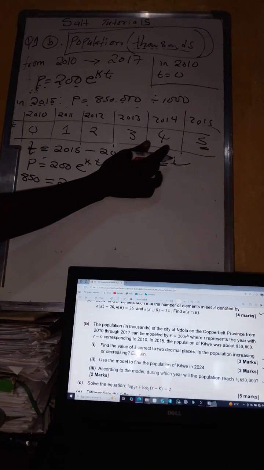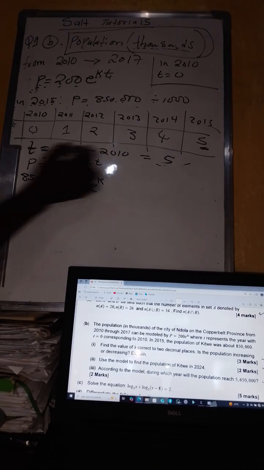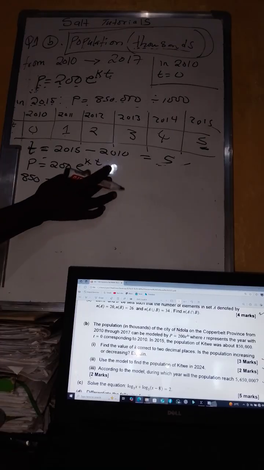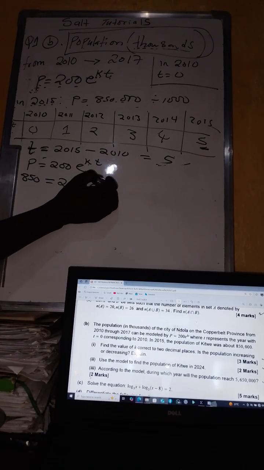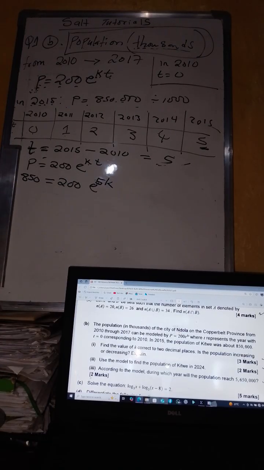We have T, which is equal to 5. So it means 5 times K, we're going to have 5K there. This is how our model is going to look. So what is our next stage there? Our next stage is basically to find the value of K.